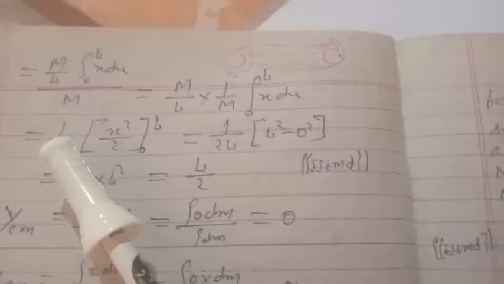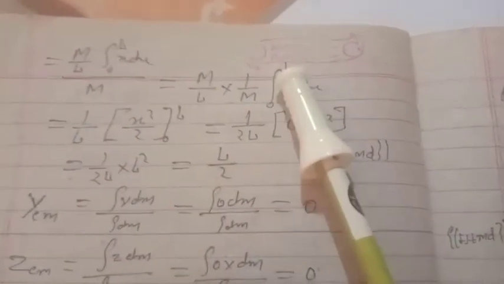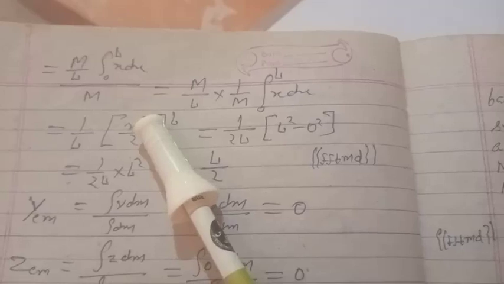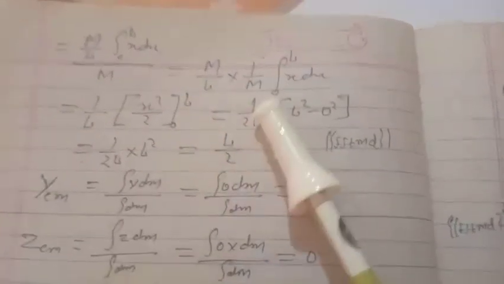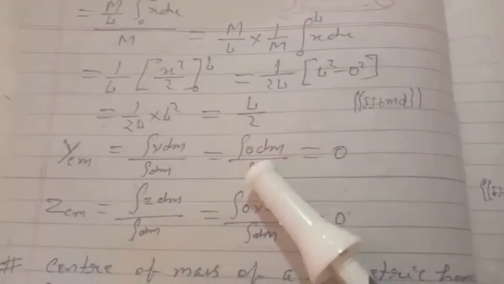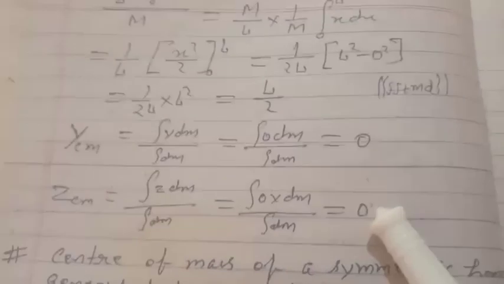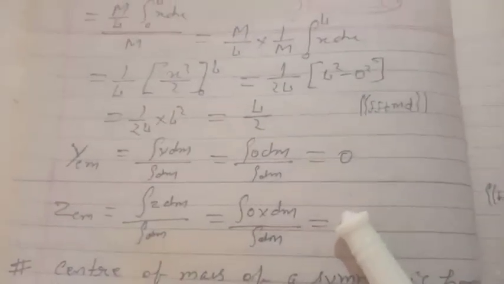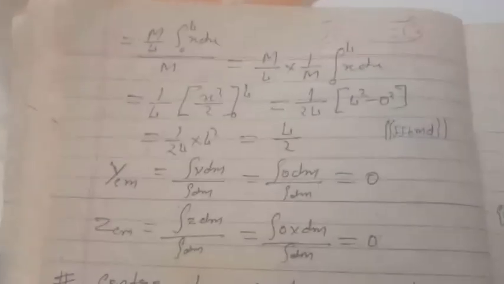M by L into 1 by M integration 0 to L x dx equals 1 by L. After integrating x, this comes out to be x squared by 2 under the limit 0 to L, and 1 by 2L into L squared minus 0 squared equals L by 2. Now Y_CM equals integration y dm by integration dm, which is 0 into dm, so it equals 0, and Z_CM is also 0. So the center of mass of the rod shown will be on the x-axis at the middle point of the rod.